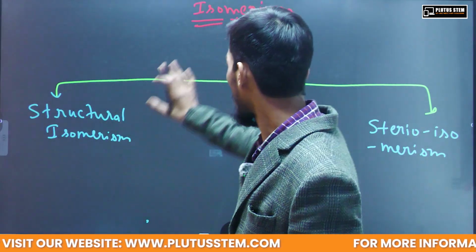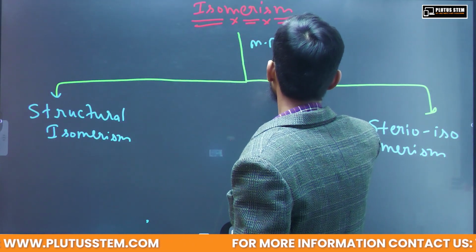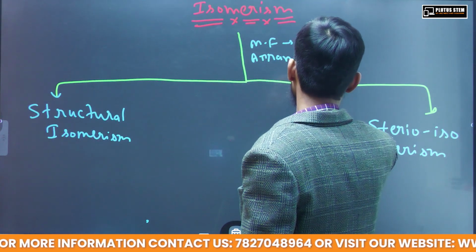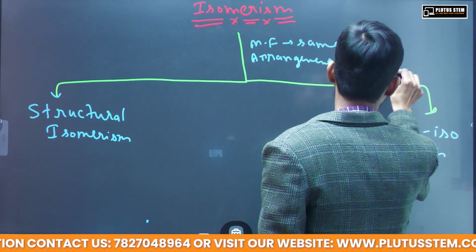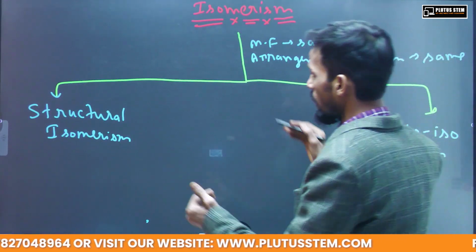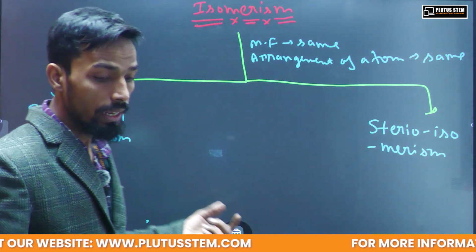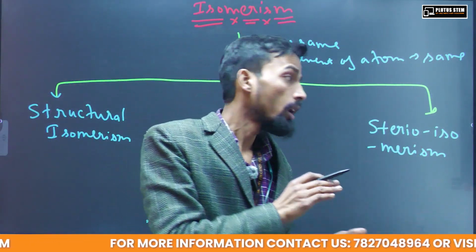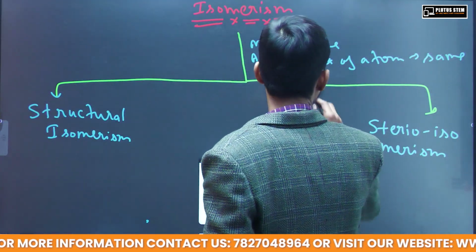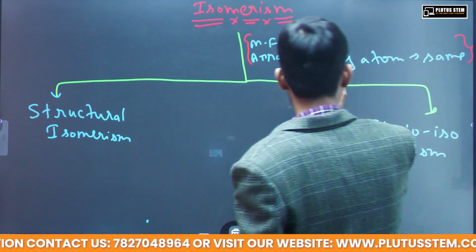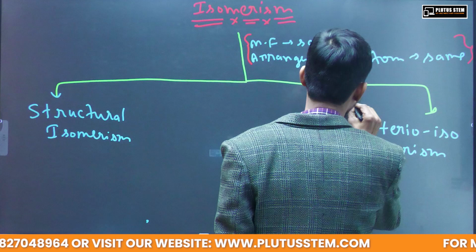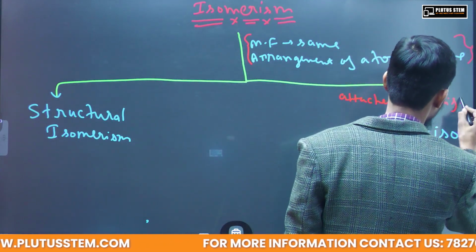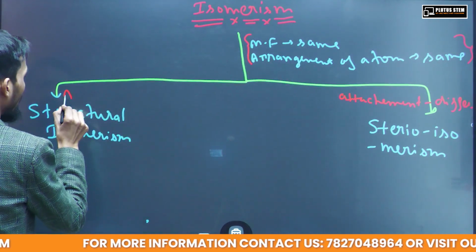So we will see molecular formula same. The necessary condition is arrangement of atom same. Yes. So now what we are going to see over here, here we will see the attachment is same or different, which means the different atoms, how they are being attached. We will be seeing over here. Initially, both things are same. That is like a common thing for both. But when you come over here, we will see attachment different in this class.